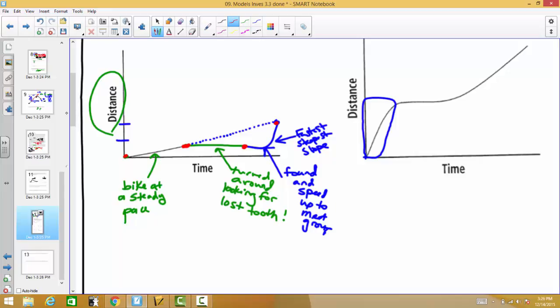So this is the steepest, which is the fastest, because it's the most distance in the least amount of time. So this person must have been very gung-ho to start. So they're biking quickly at a steady pace because it's a line.